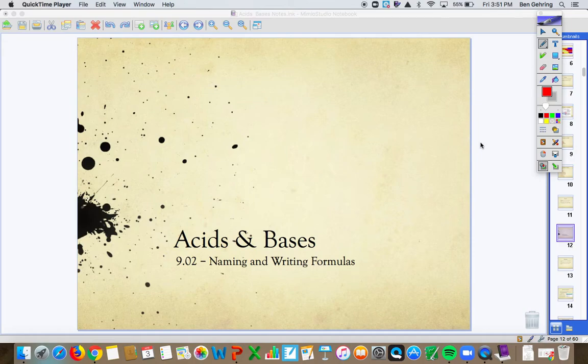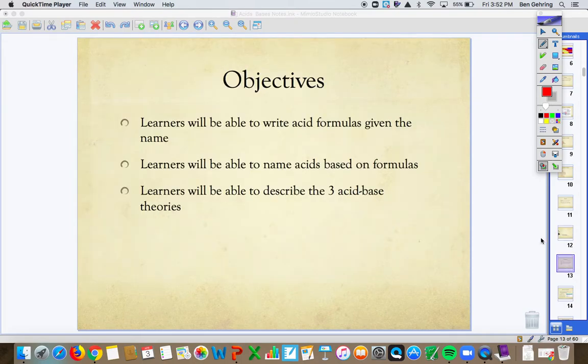Hello and welcome back. Today we're going to talk about writing and naming formulas for acids and bases, specifically acids. Bases are all pretty much the same. So by the end of today, you'll be able to write acid formulas if I give you the name, write the name given the formula, and describe the three different theories and ways we classify acids and bases. So let's get started.